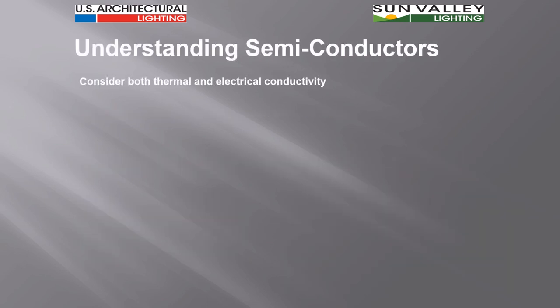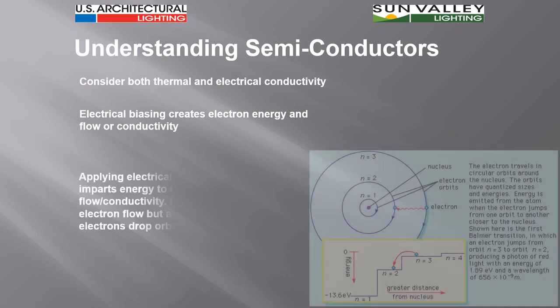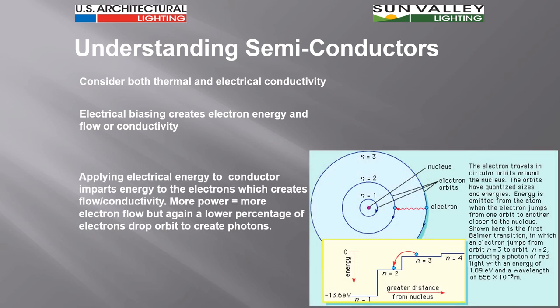However, we consider both thermal and electrical conductivity. If we consider the electrical biasing creating electron energy and flow or conductivity, then we get a much higher rate of conversion of electron energy to photons. Because when we apply the electrical energy to the conductor, it imparts the energy to the electrons, and that's where you get your flow or conductivity. More power means more electron flow, but we need to have the electrons drop to a lower orbit in order to produce a photon. And they're more likely to do this when you're doing it with strictly electricity, because they impart the power to it and they drop to a lower orbit, and some continue to flow on through to produce electrical conductivity.